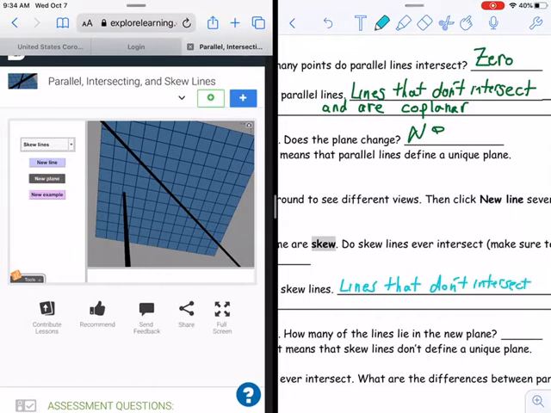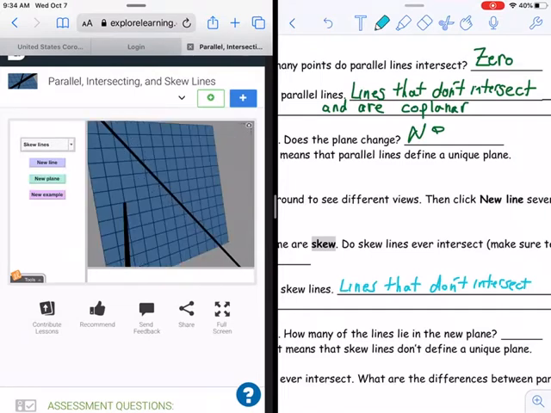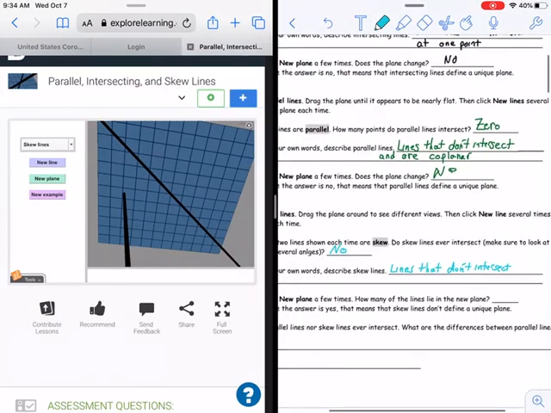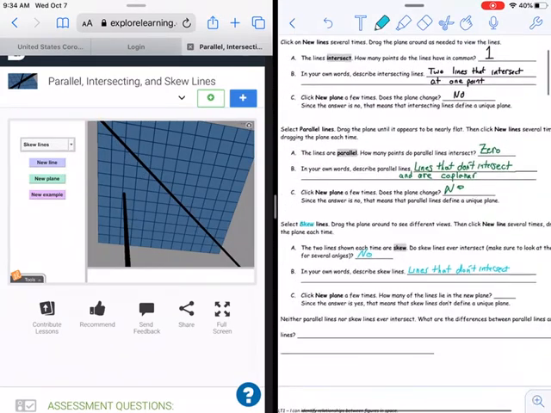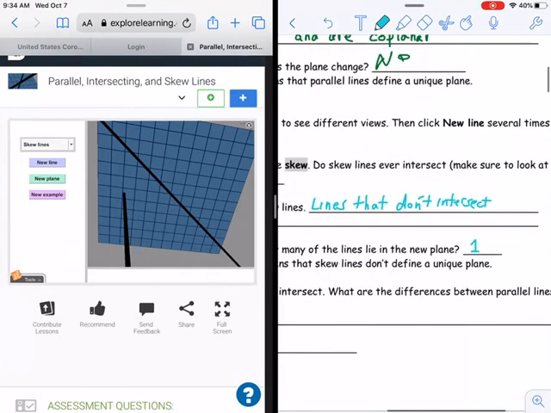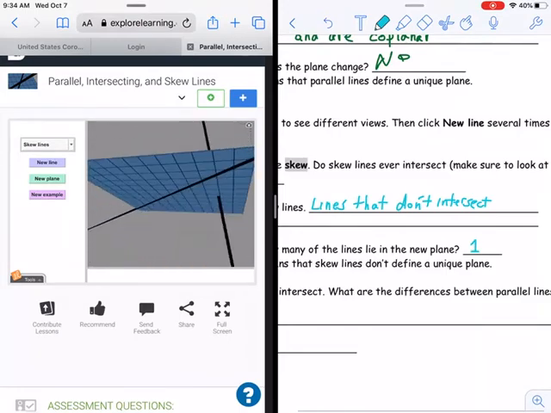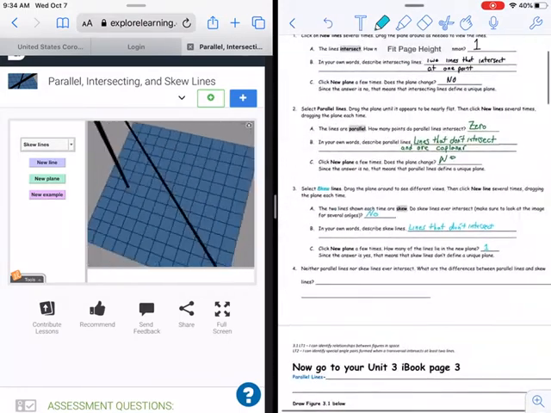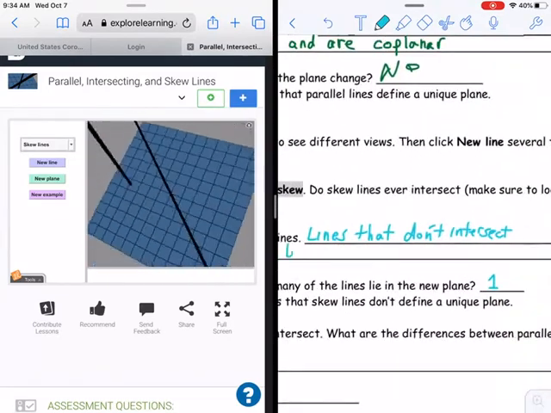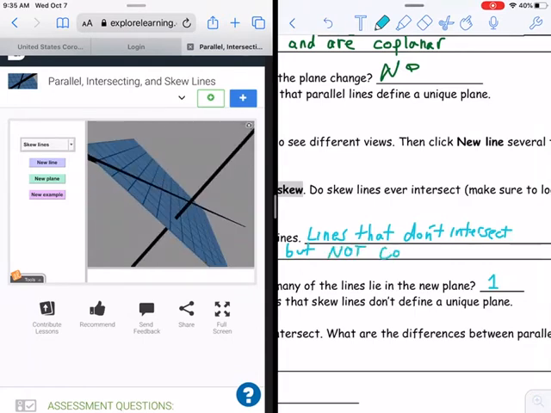And click new plane. Notice how the plane can change though. The plane's basically always hugging one of the lines and just kind of going around. It doesn't define a unique plane. How many lines lie on the new plane? It's just one. Only one is entirely contained by the plane. The other one's just stabbing right through it. As you can see, it's stabbing right through it. So it's lines that don't intersect, but are not coplanar.